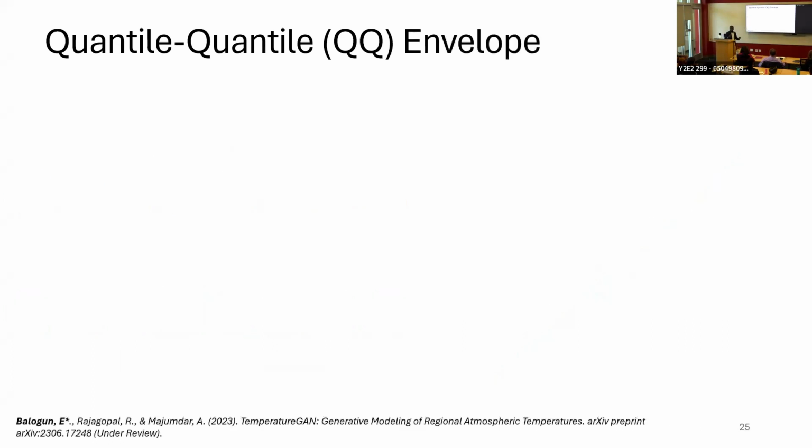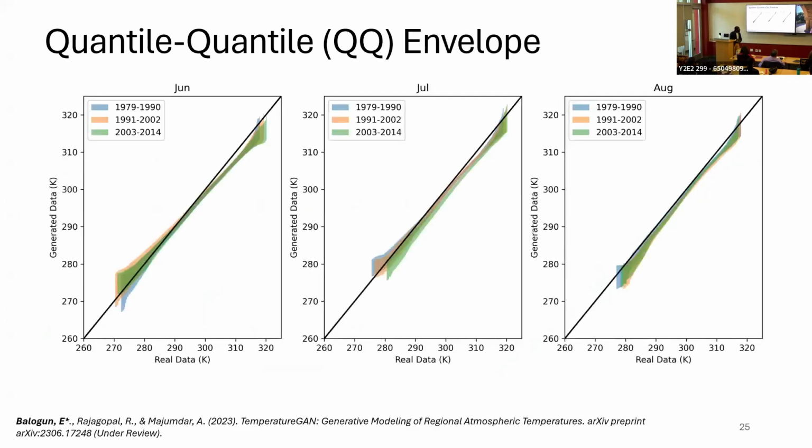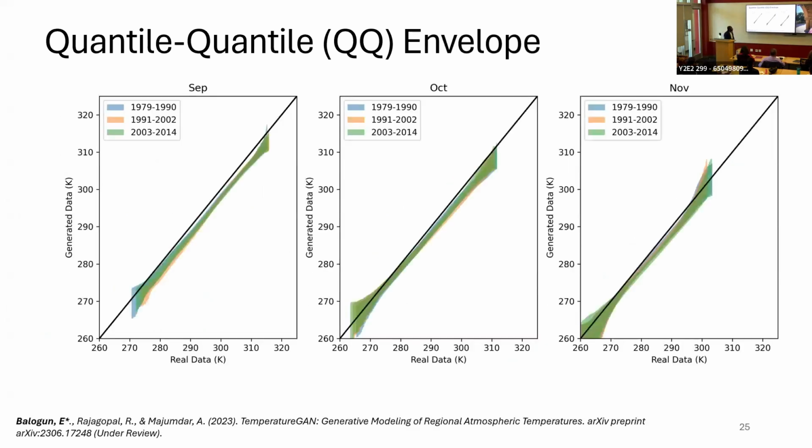And so we extend it to something called a QQ envelope. Essentially, we generate multiple realizations. We wanted to capture how the model behaves at different quantiles of the temperature values. So what you see is quite interesting, and I'll explain it.